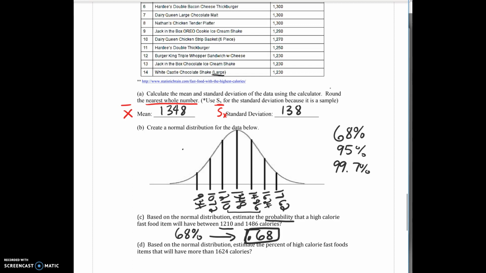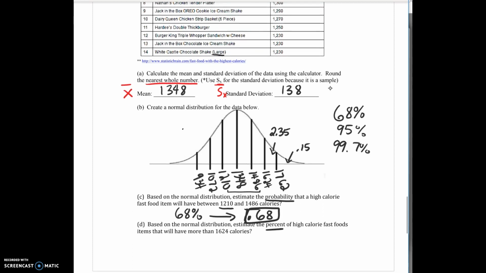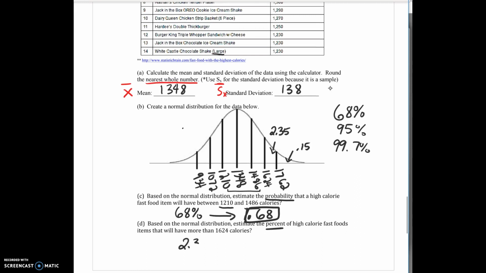The next one does ask for a percent based on the normal distribution. Estimate the percent of high-calorie fast food items that will have more than 1,624 calories. That's going to be here, which is the 2.35 and the 0.15. So we'll take those 2, add them up to get 2.5%.